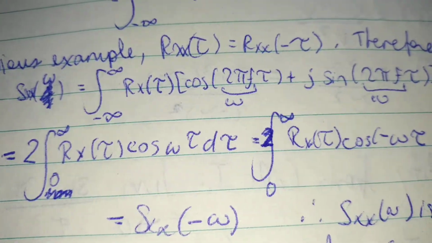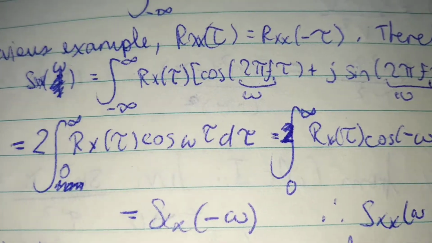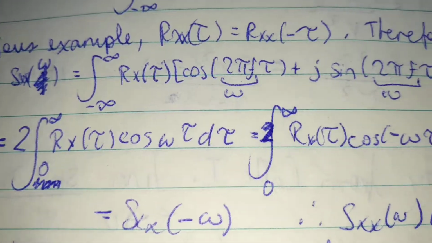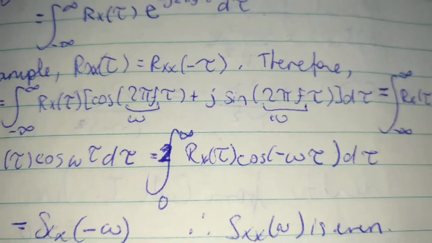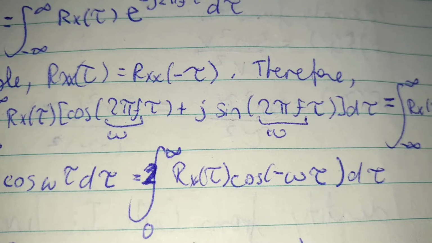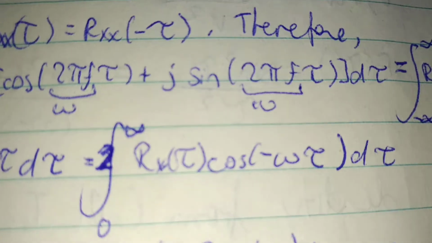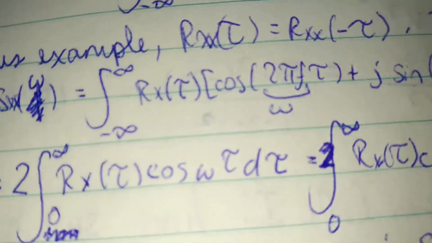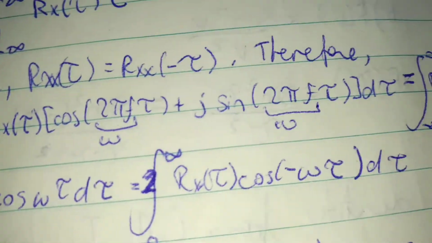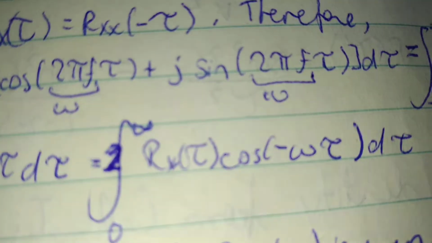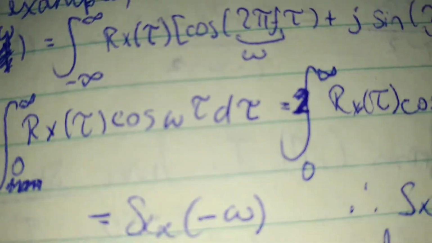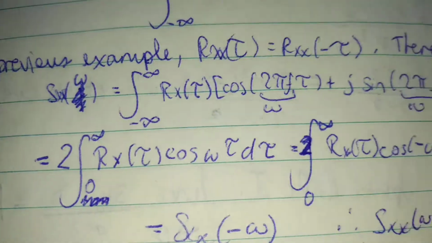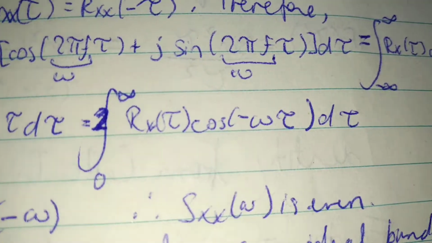And that is equal to 2 times the integral from 0 to infinity of the autocorrelation tau times the cosine of omega times tau d tau, which is also equal to 2 times the integral from 0 to infinity of the autocorrelation tau times the cosine of negative omega tau d tau. And that can also be rewritten as the spectral density of negative omega, which is equal to the spectral density of omega, which means that the spectral density is even.